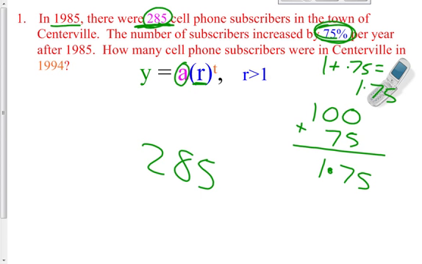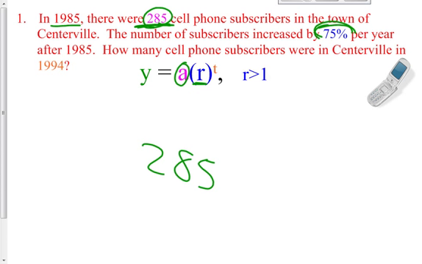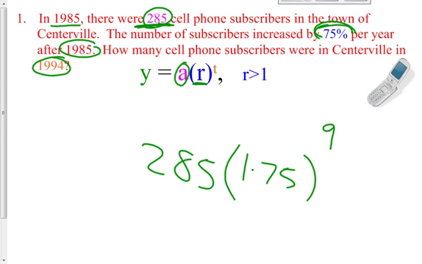So that's what you need to remember, class, as you do the rate, is to always add it to 1 when you do exponential growth problems. So your rate is 75%, so it's 1.75. You have to add it to 1. That's raised to the t. How many years had passed from 1985 to 1994? If you subtract those two, you get 9 years. So after 9 years had passed, what is your amount at time t? How many cell phone subscribers are in Centerville in 1994?